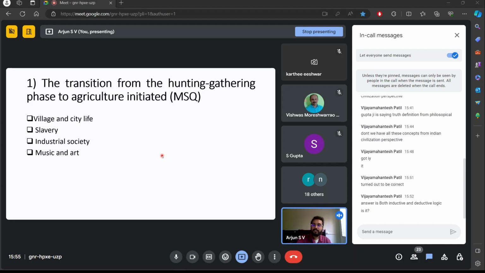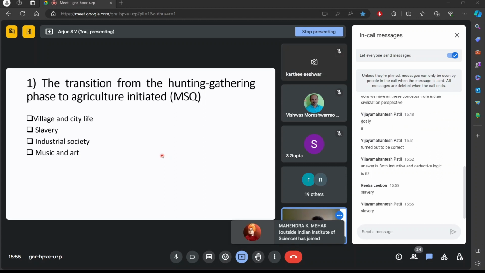So the first question is a multiple select answer question, which means that multiple options are correct. The transition from the hunting gathering phase to agriculture initiated: A, village and city life; B, slavery; C, industrial society; D, music and art. Slavery is correct.